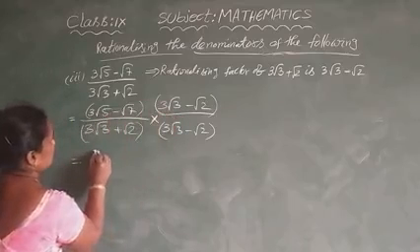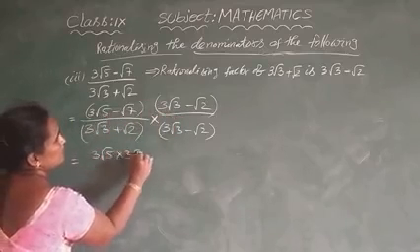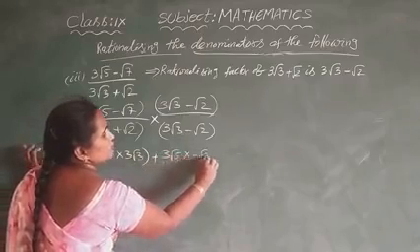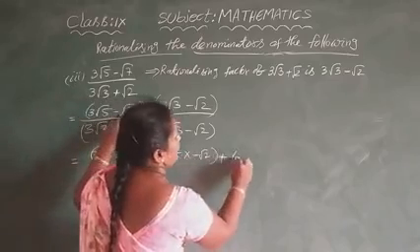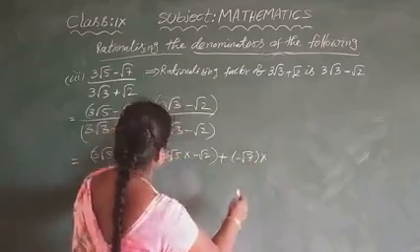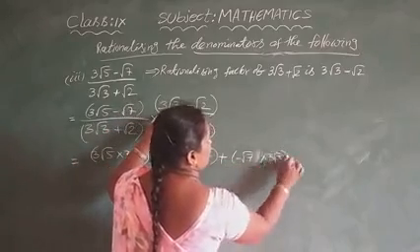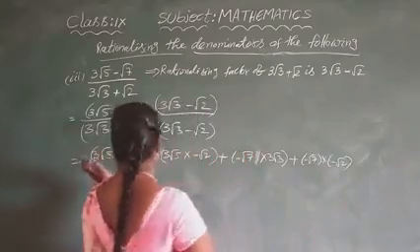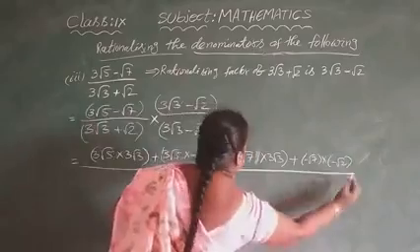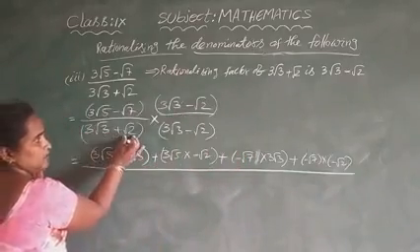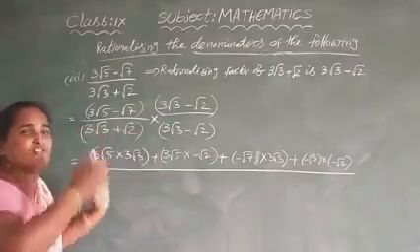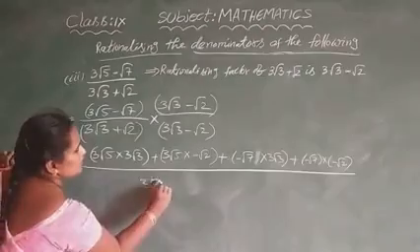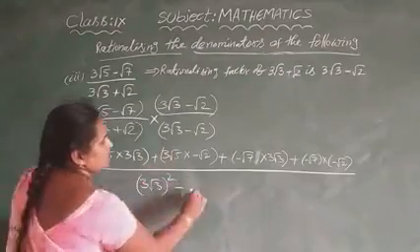3 root 5 into 3 root 3, plus 3 root 5 into minus root 2, plus minus root 7 into 3 root 3, plus minus root 7 into minus root 2. This is the numerator, and this is the denominator. This is a plus b into a minus b. Here also you take a plus b into a minus b. That is the a square minus b square formula. You can take 3 root 3 whole square minus root 2 whole square.